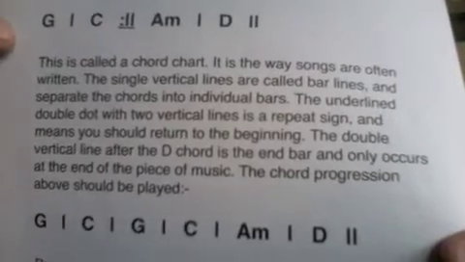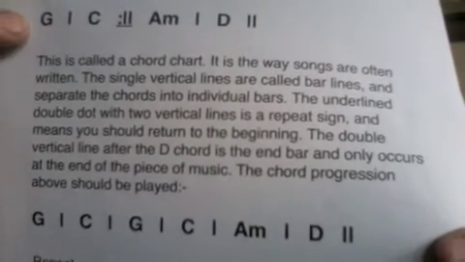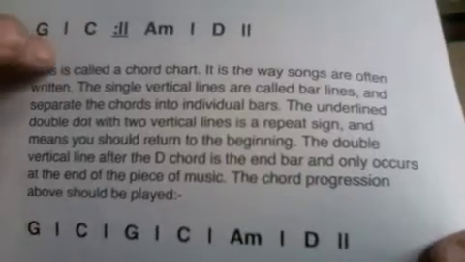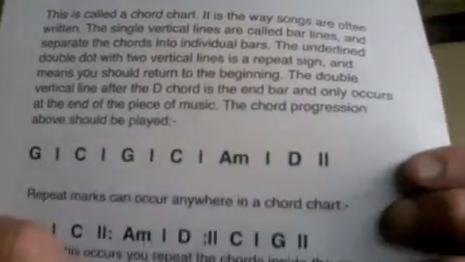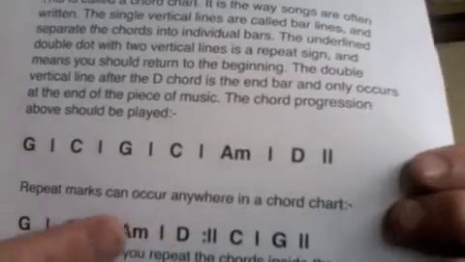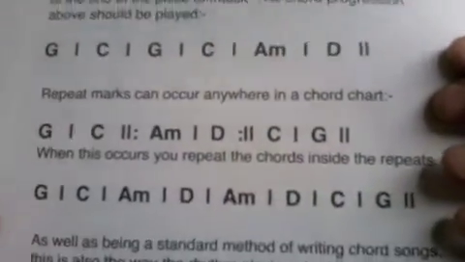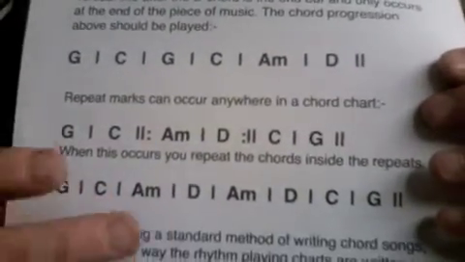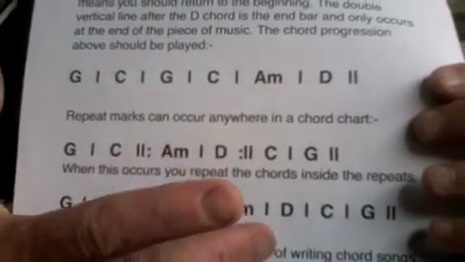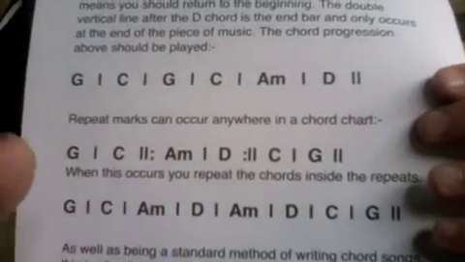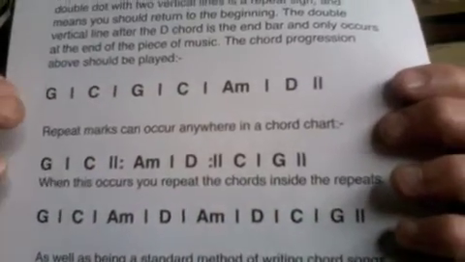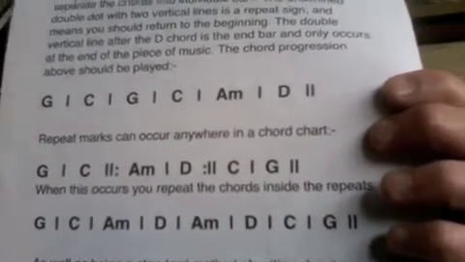The reason there's no double line with a double dot before the G is because that means you go back to the beginning. If there's no other double line with a double dot in it, you just go back to the beginning. So this sequence here, G, C, A minor, D, with the repeat signs, C, G, should be played G, C, A minor, D, A minor, D again, that's where the repeat comes in, D, C, G, and then the double line at the end means that you've finished that particular piece of music.